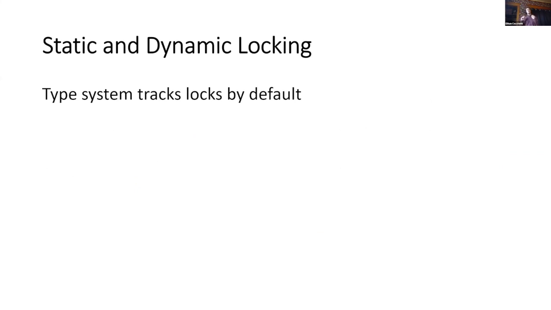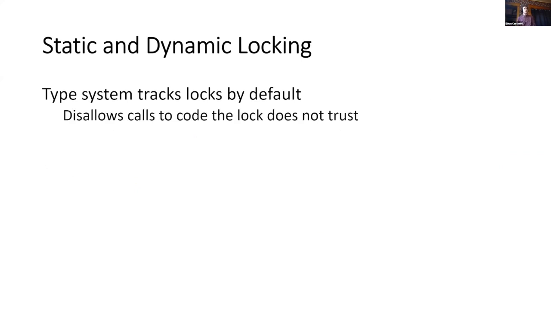But instead of losing security if we call other code that might not respect these locks, that might do bad things, the type system just disallows calls to this unknown code entirely. It's very restrictive, but it's safe. If you can't call something that might misbehave, it's not going to break your system.